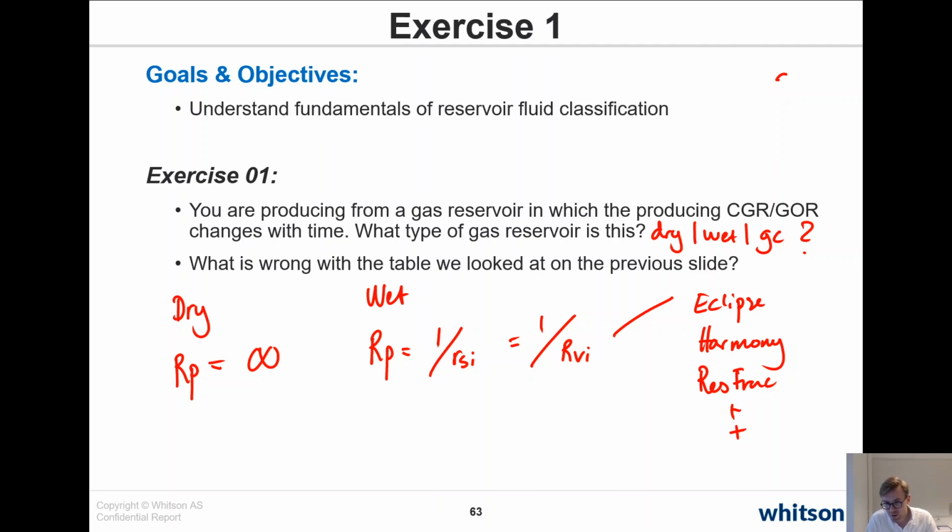And for the producing GOR to actually change, the producing composition has to change. And for the producing composition to change, we have to be able to, at some pressure at least, go into the two-phase region. And if we have a two-phase region and we have a gas reservoir, we have a gas condensate reservoir, which means that the correct answer to question 1 is that this is a gas condensate.